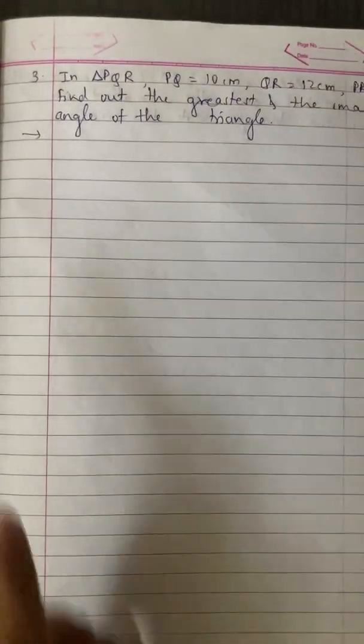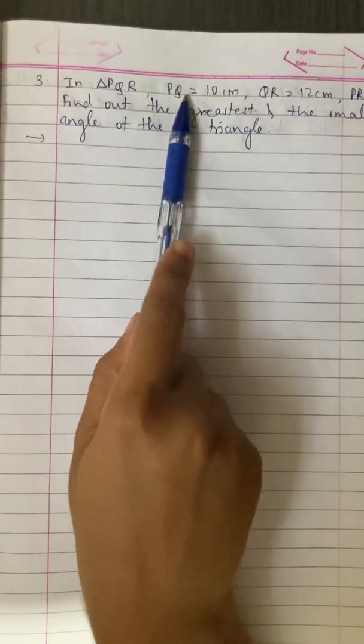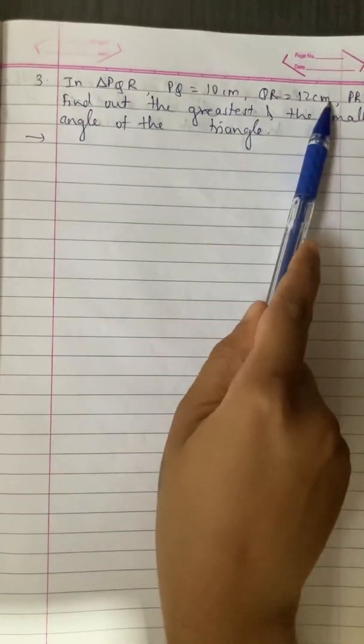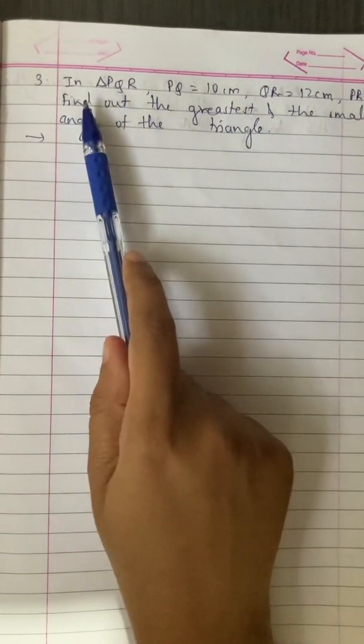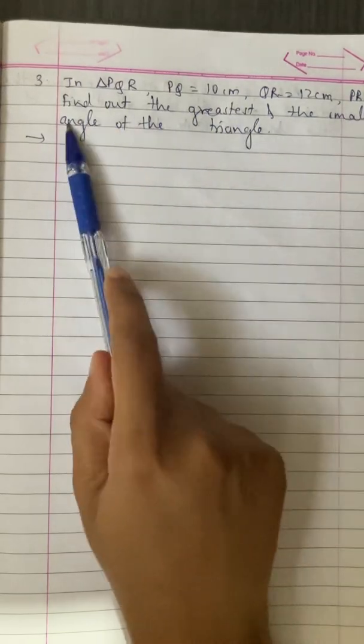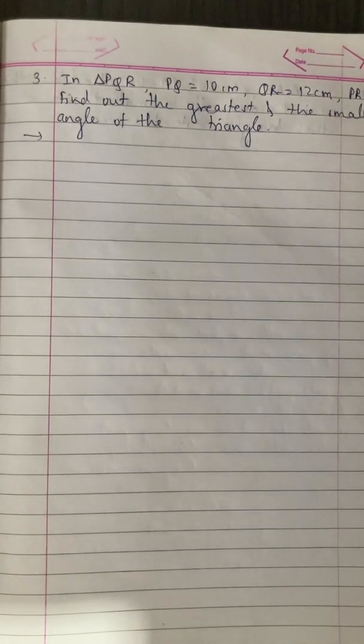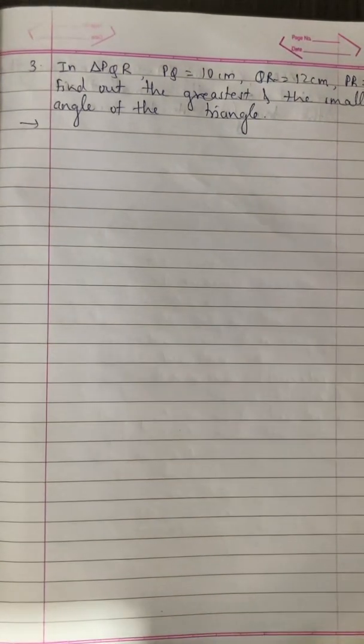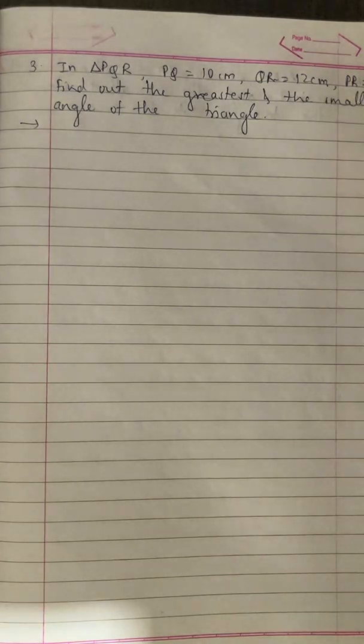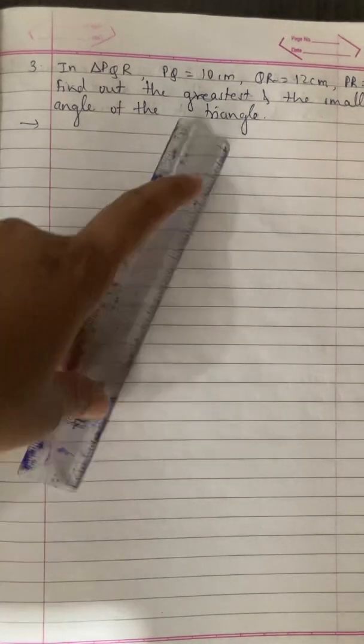Next sum. In triangle PQR, PQ is 10 centimeters, QR is 12 centimeters, and PR is 8 centimeters. Find out the greatest and the smallest angle of the triangle. Okay, so whenever this kind of sum is given, it is always good to draw the figure. Just excuse me one minute. All right. So let us draw the figure.